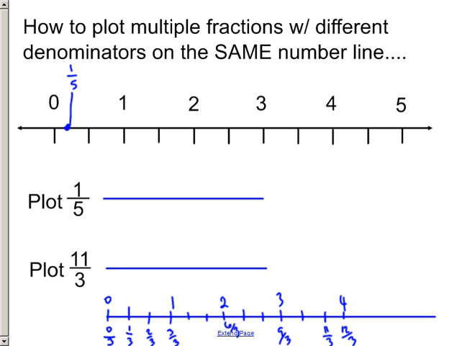So when you go to look at this, really the only thing that we care about is the distance between 3 and 4. Where is this 11/3 at? Well, it's definitely closer to the 4.